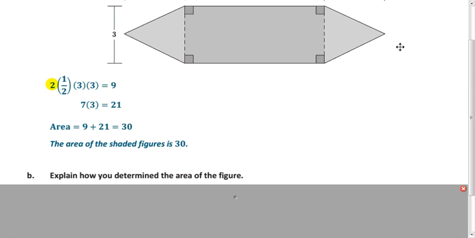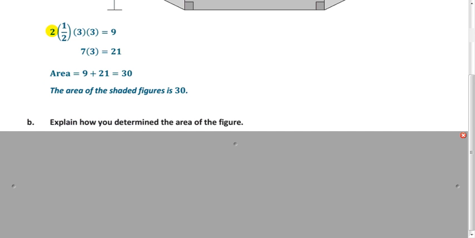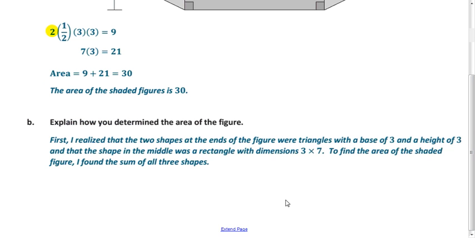I'd just like you to take a moment to write down the process that we did in order to figure out the area of this figure. One possible answer is this one. We're basically just writing down what we verbalized before.